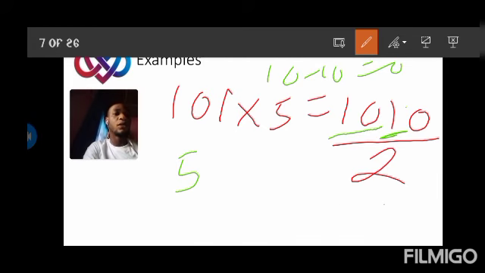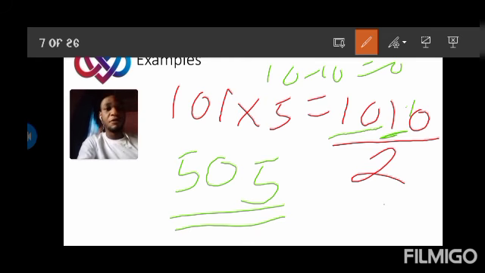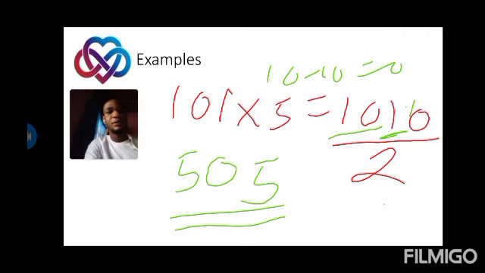2 in 1 is 0. It's impossible. 0 remainder 1. So we'll carry that remaining 1 to here, because 2 times 0 is 0, so 1 minus 0 is 1. So we'll add the 1 to 0 to make 10. 2 in 10 is 5. So our answer is going to be 505. I believe we got that.